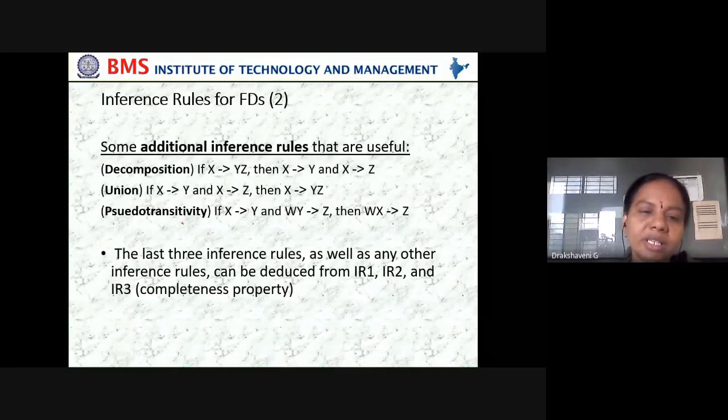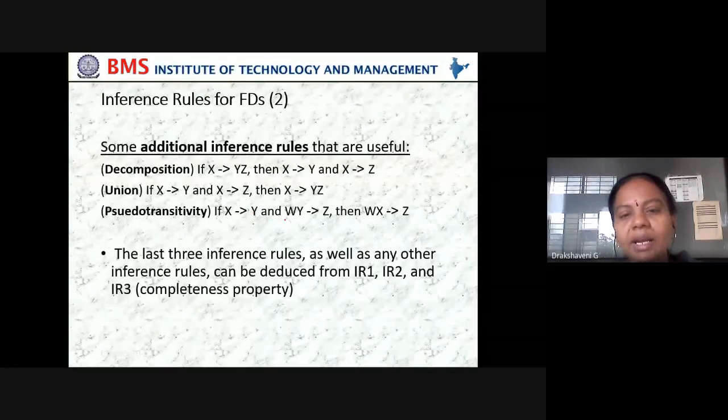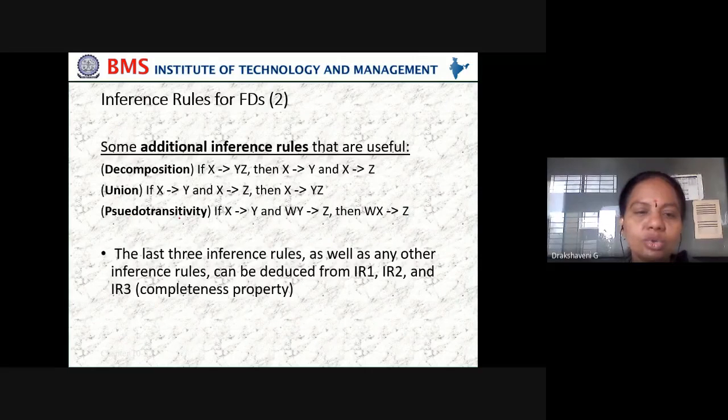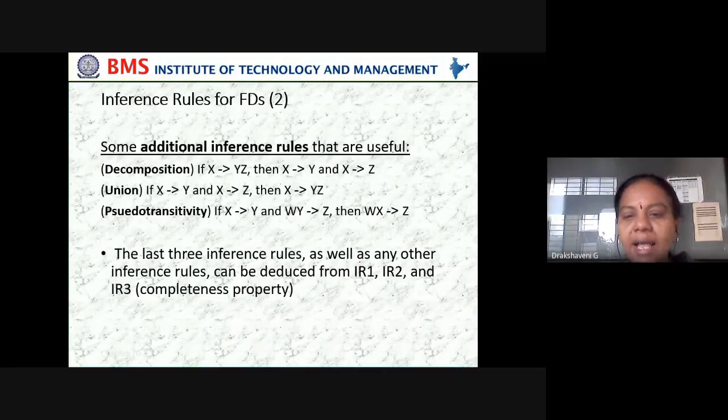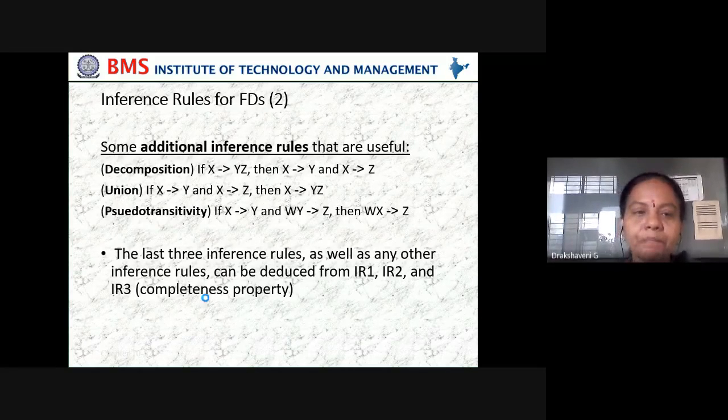In the same way, what do we mean by pseudo-transitivity? If X is functionally dependent on Y, and WY is functionally dependent on Z, then WX is functionally dependent on Z. So that is what is called pseudo-transitivity. The last three inference rules, as well as any other inference rules, can be deduced from IR1, IR2 and IR3. This is the completeness property.